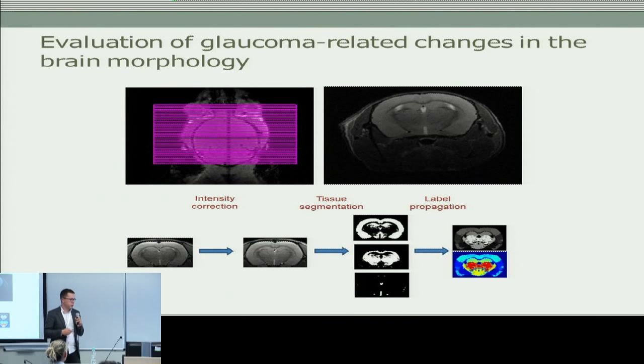We wanted to check if this IOP elevation would affect the brain and when it will start. So for this reason, we employed so-called atlas-based morphometry. So basically, we acquired high-resolution MR images of the whole brain. We made some pre-processing, tissue segmentation, and finally we were able to label the regions of the brain and calculate automatically the volumes of selected brain regions.